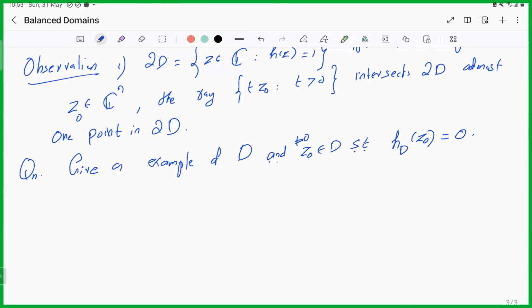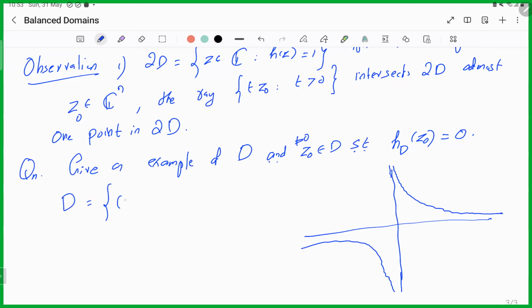Yes, take Cn. Cn is always true, a proper subset is needed though. Then take some tube-type domain maybe, which you may see in a civic course. This domain is the set of (Z,W) in C2 such that the modulus of Z times W is less than 1.